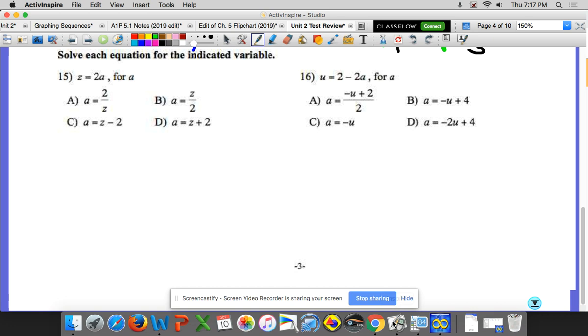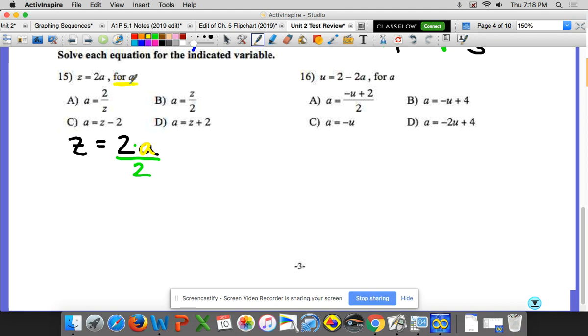And so let's take a look at number 15 here. We have Z equals 2A. So we are doing literal equations, but we still have a 2A, and so we are still multiplying the 2 and the A. So in order to undo multiplication, we're going to divide. We always divide by what we're trying to get rid of. And we're trying to get A by itself still.